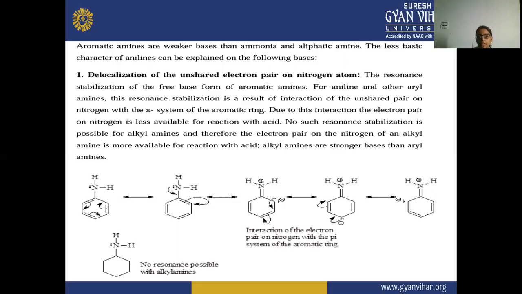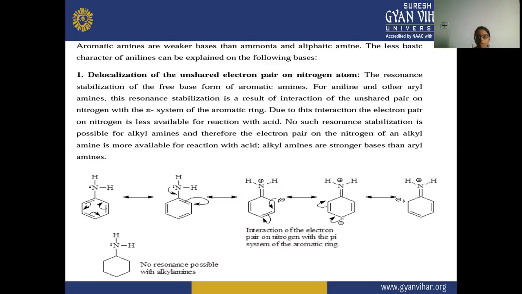This unshared pair of electrons present on the nitrogen atom interacts with the pi system of the aromatic ring. As you all know, benzene has a pi system, because there are three pi bonds in the benzene ring, and they are delocalized. Their delocalization involves the unshared electron pair of the nitrogen atom.